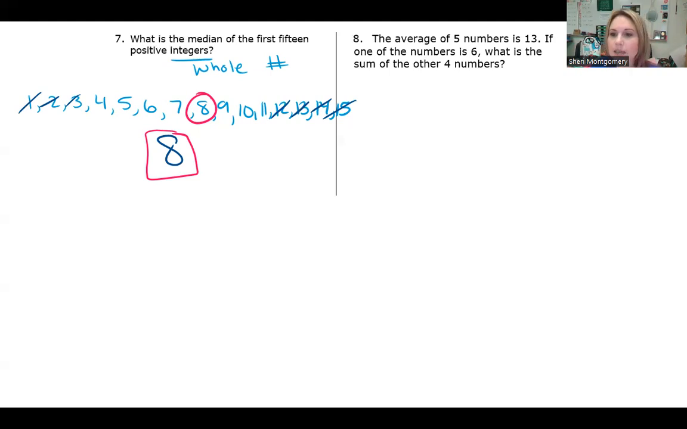The next question, the average of 5 numbers is 13. One of the numbers is 6. What is the sum of the other 4? Okay, this is like our 4th one to set up like this. So I hope you guys get these right. What's our first step? Multiply by 5.